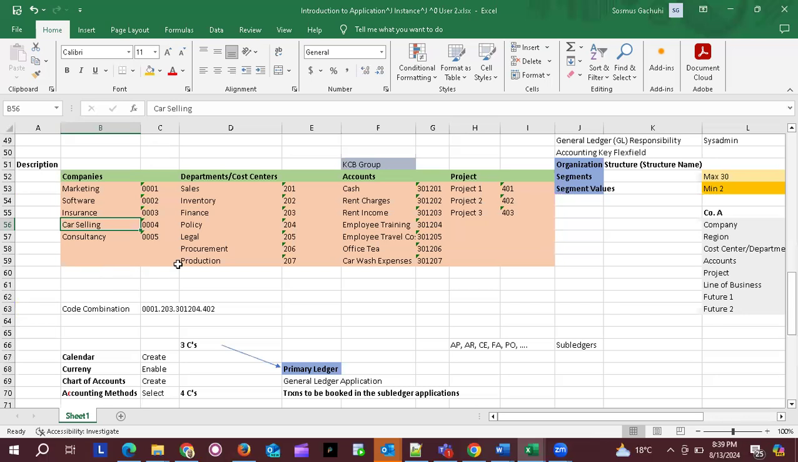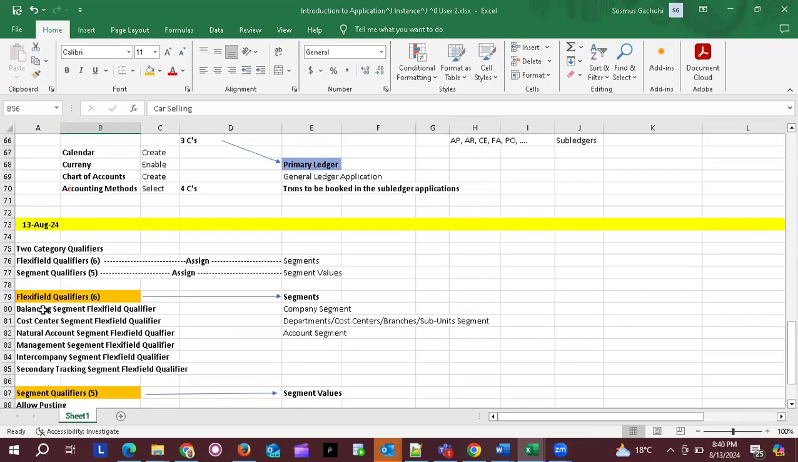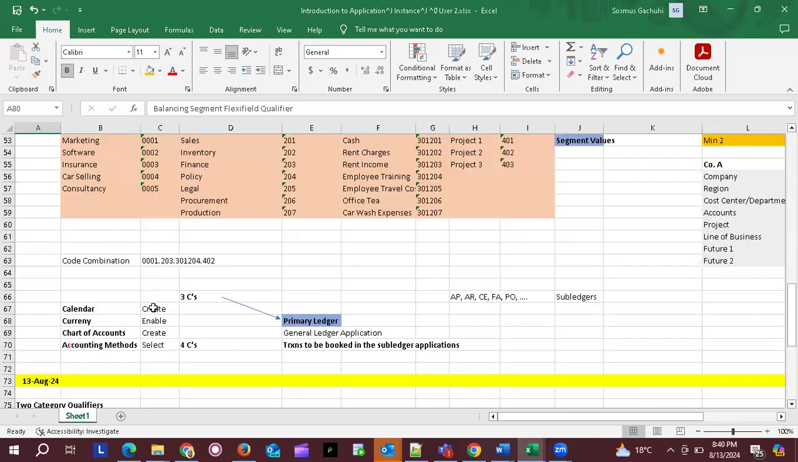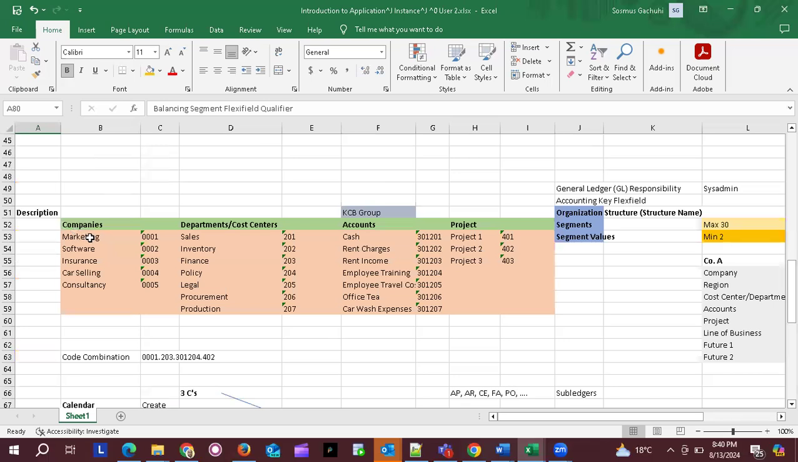Yeah, we cannot skip using the balancing segment, because the characteristics that the balancing segment Flexfield qualifier gives, you cannot overlook them simply because, for instance, maybe we don't have these other lines of businesses. For instance, you say here is only banking.